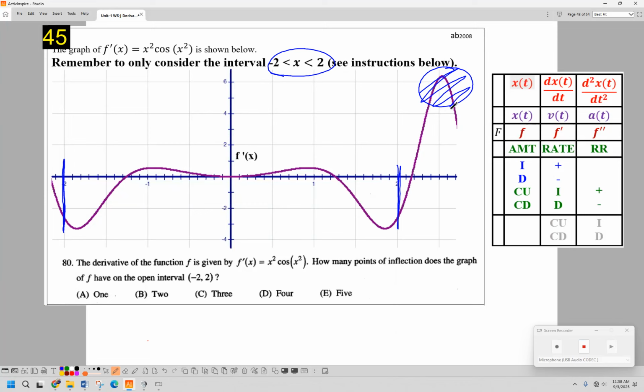Next thing, it's like I was saying to Julia. A lot of questions are going to talk about F, F prime, and F double prime. You've got to keep straight what they are giving you, and what they are asking about. So this one, they're giving us F prime, but they're asking about F. So you're trying to figure out when F has inflection points. How many points of inflection does F have?